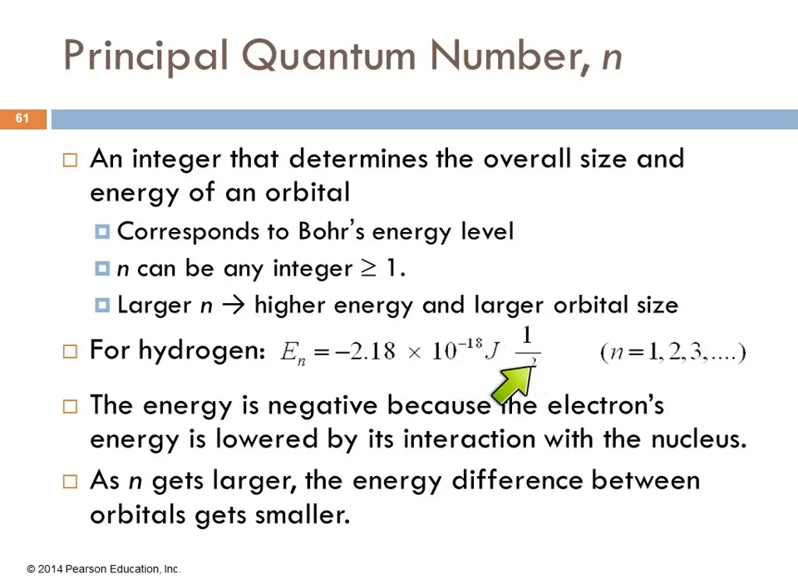So as n gets larger, what happens to the energy? It gets bigger because it gets smaller, but it gets less negative. Oh, those fun negatives. The energy is negative because the electron's energy is lowered by its interaction with the nucleus. As n gets larger, the difference between the orbitals gets smaller. So this is negative, and as n increases, it becomes less negative.